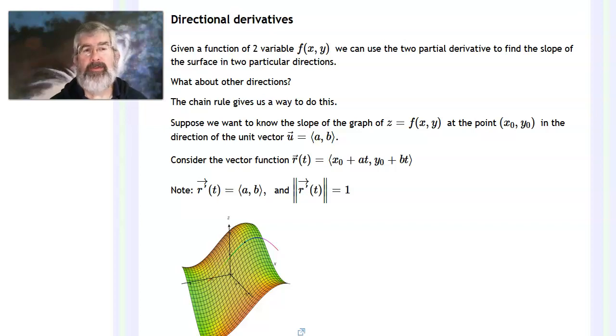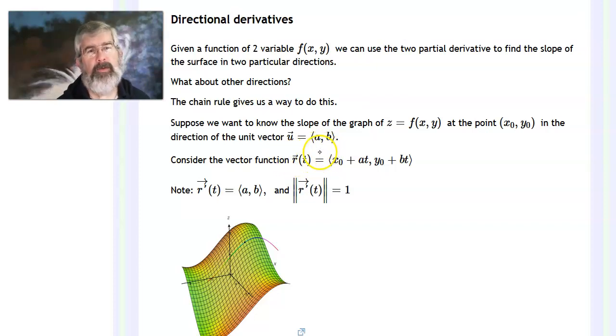Well, it turns out that the chain rule is going to allow us to do that. And here's how we do it. So suppose we want to know the slope of the graph of z equals f of x, y at some particular point, x0, y0, in the direction of a unit vector, (a, b). Now I want to emphasize here that this is a unit vector, has length 1.